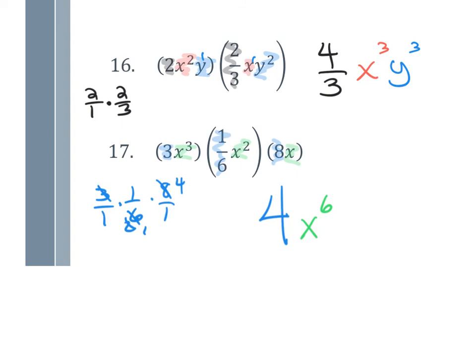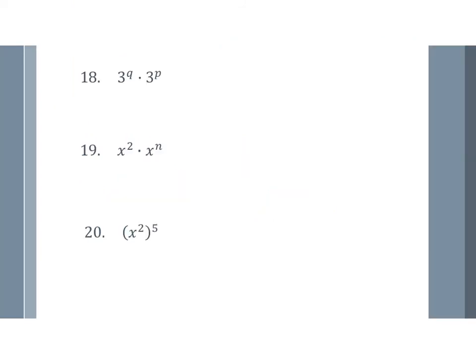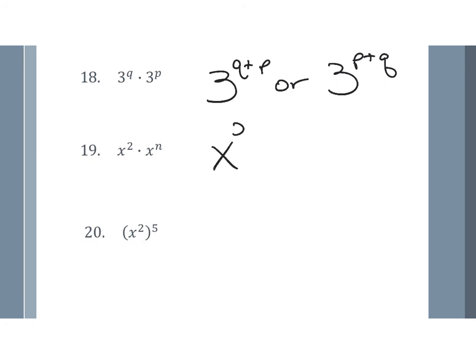Pretty good so far. Yep, I missed one. Okay, so again, when the bases are the same and you're multiplying, remember you just add the powers. So you keep the base, you don't multiply 3 times 3, and then q plus p. If you want to write it in alphabetical order, again, you could apply your commutative property. Either way. So remember, when you're multiplying, we do not multiply the base. You keep the base, but add the exponents. Same thing on 19. Keep the x, add the 2 plus n. If you'd rather write it as n plus 2, that is perfectly fine.